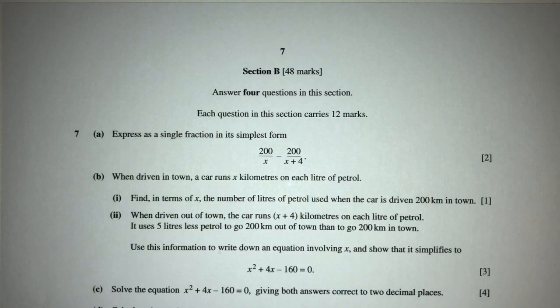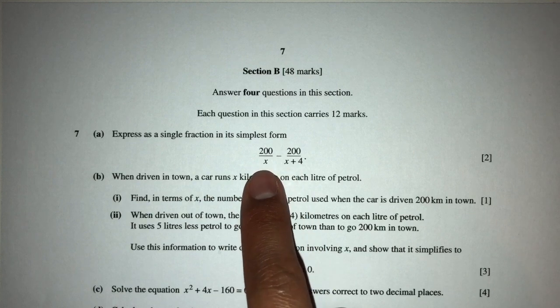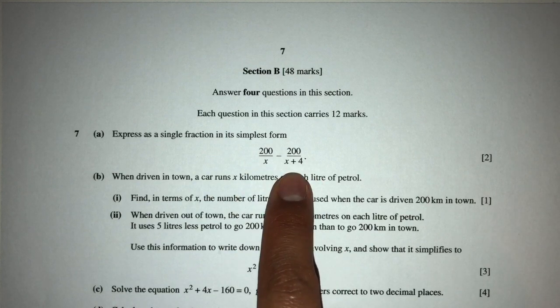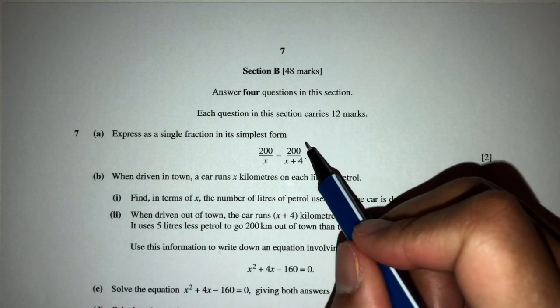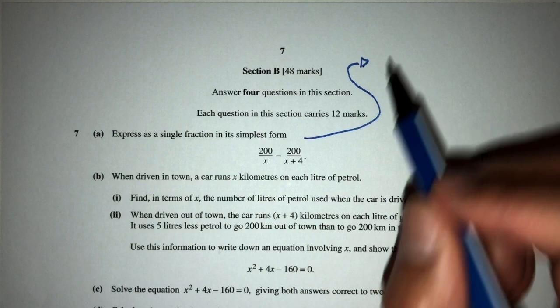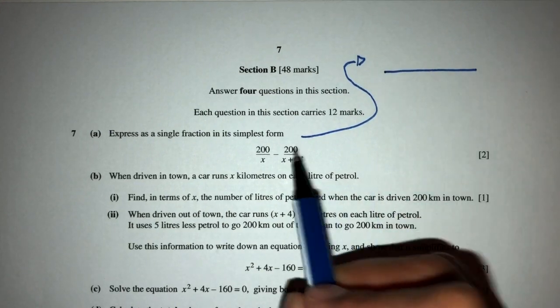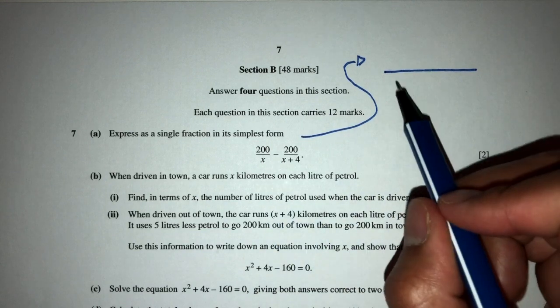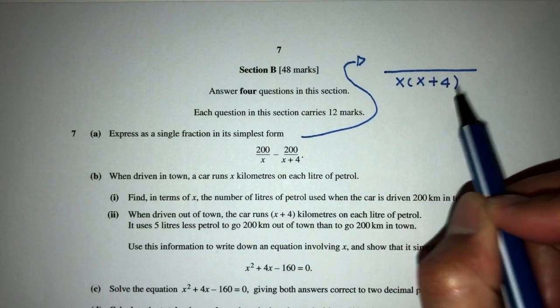Okay, so let's move on to question number 7. Express as a single fraction in its simplest form. Pretty easy. As you can see here, we have 2 fractions and the bases are different. So the first thing we have to do is to make the bases the same. You guys should know by now, we just have to multiply them by each other. So multiply the bases by each other. That will be x times x plus 4.